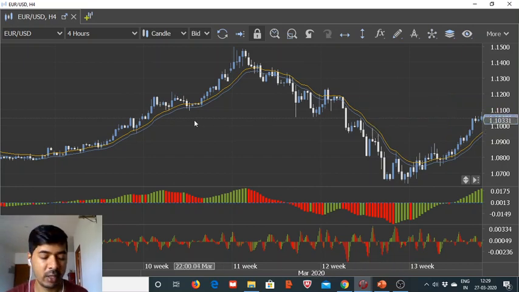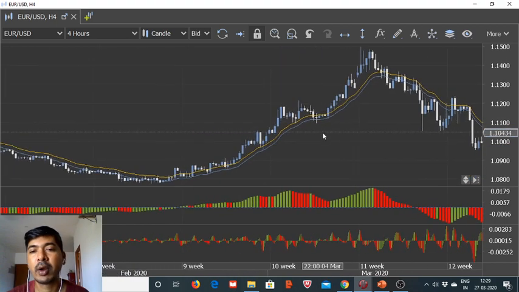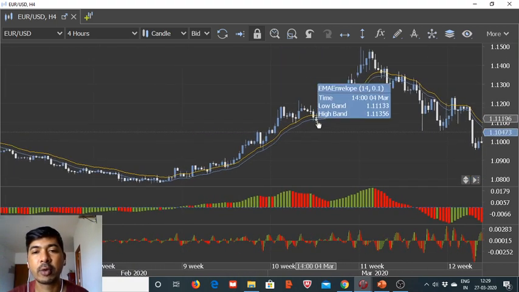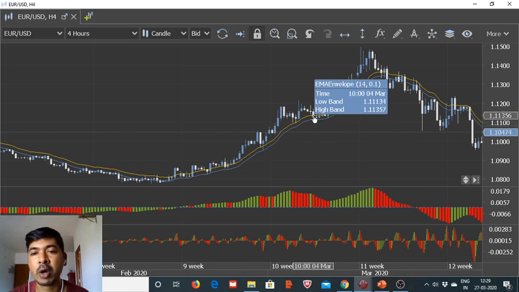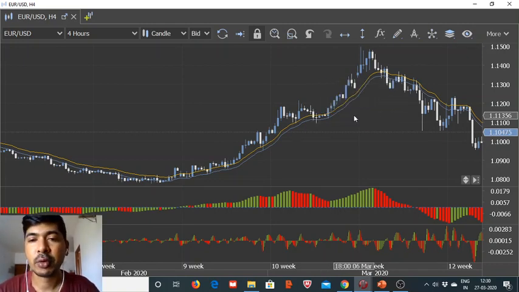And similarly for the buy trade, we will want the candle low for the last 8 hours to be below the upper band of this EMA envelope, and then only during the next 7 to 8 hours the trading will happen. So that is the basic logic behind this.